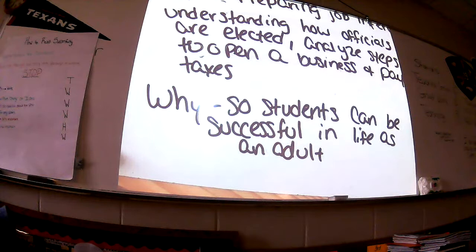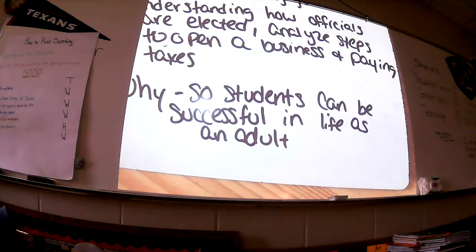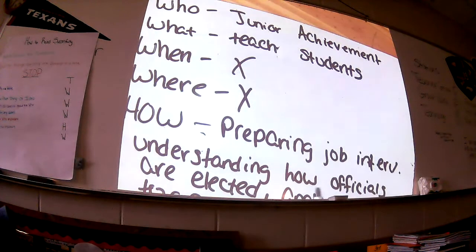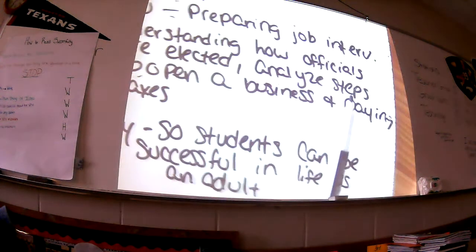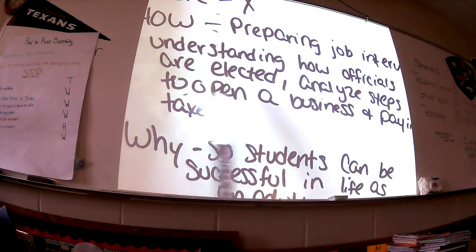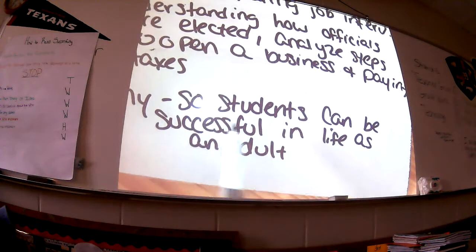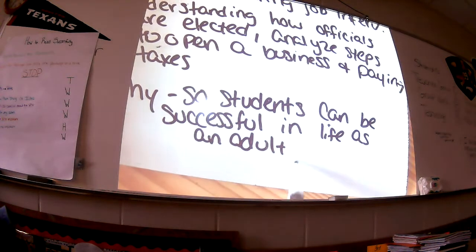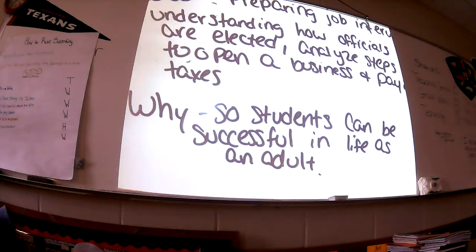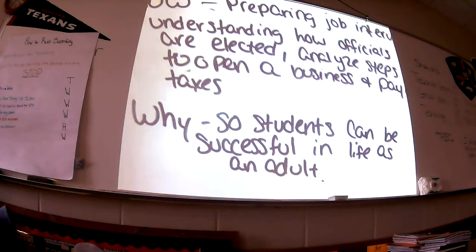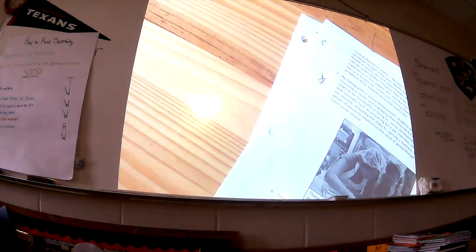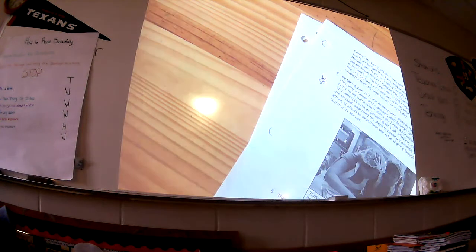As an adult. So I literally have just summarized that whole paragraph, because I know this is how junior achievement teaches students: by preparing for job interviews, understanding how officials are elected, analyzing steps to open a business, and paying taxes. And they do this so that students can be successful in life as an adult. Boom, I just actually wrote a summary of my reading. And I annotated, so my teacher's happy. So now let's go back and answer that question. Let's see if we can. Again, I have not read this entire story, so I don't know what any of the story is about. I just know what paragraph 5 is about.